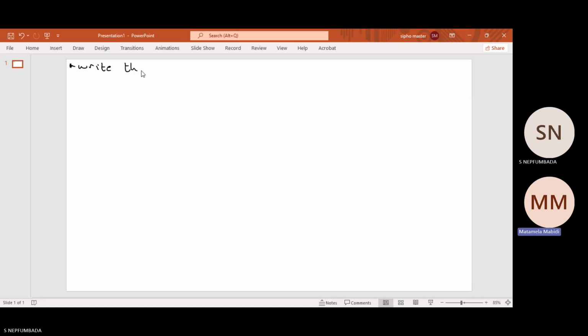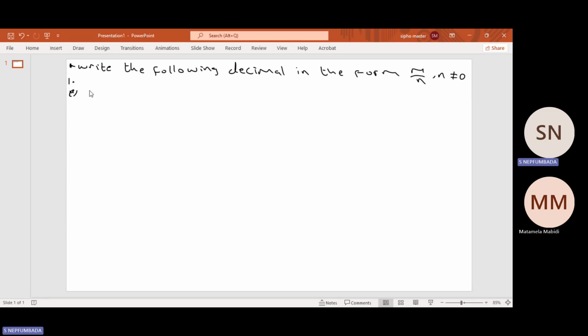Write the following decimal in the form of m over n, right? Where m and n are integers, but n is not equal to 0. Why did they say n is not equal to 0? Because if n is equal to 0, then our equation is going to be undefined. Are we good?